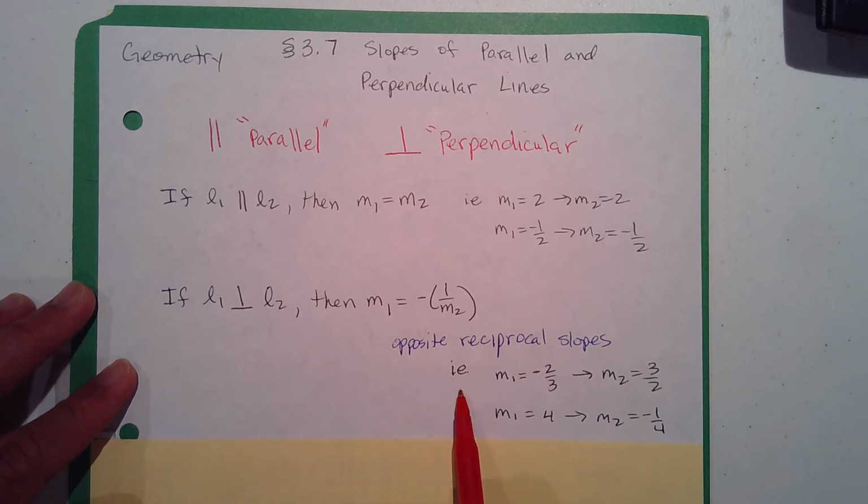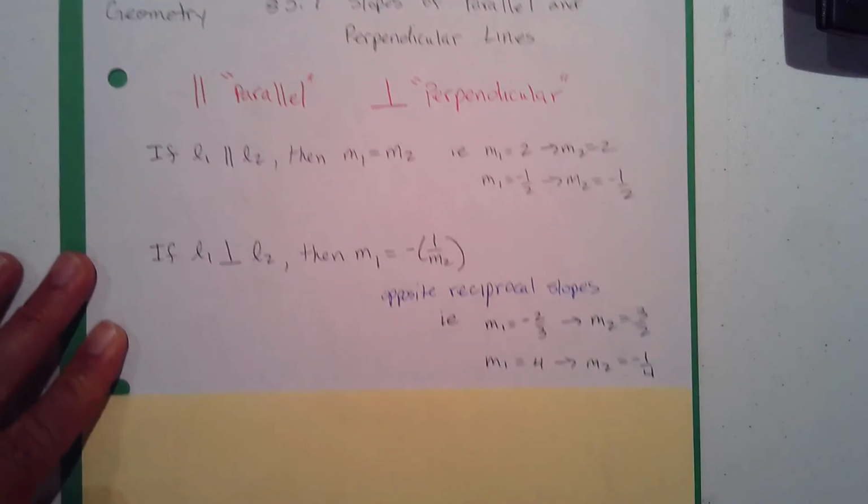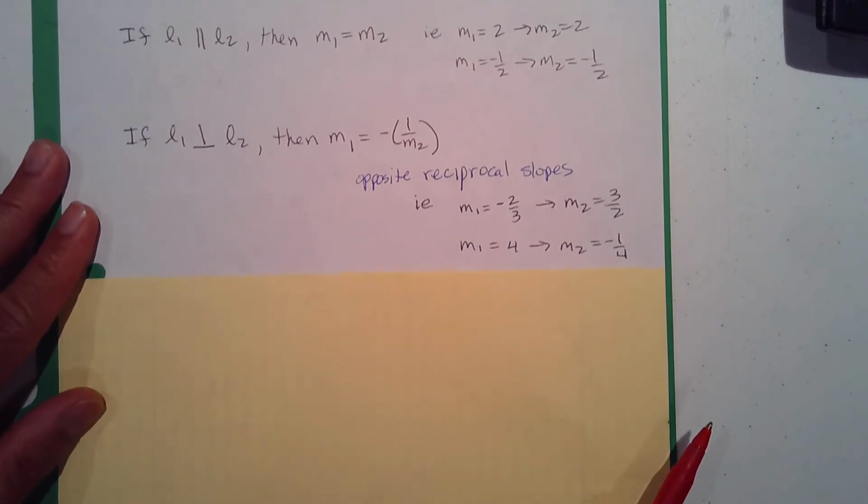An example of that: if the slope of line 1 is negative 2/3, then we know the slope of line 2 is the opposite. So the opposite of a negative is a positive. The reciprocal of 2/3 is 3/2. If the slope of line 1 is 4, then the slope of line 2 is the opposite of positive, which is negative. The reciprocal of 4 is 1/4. So make sure you understand these relationships.